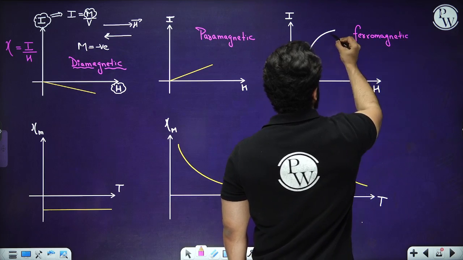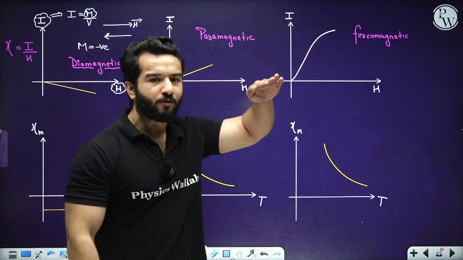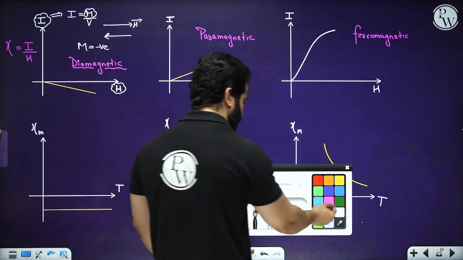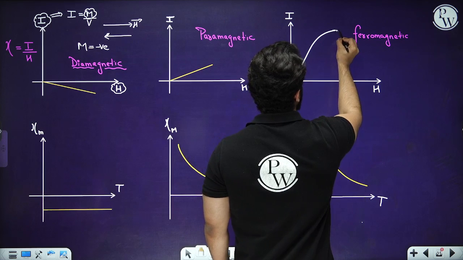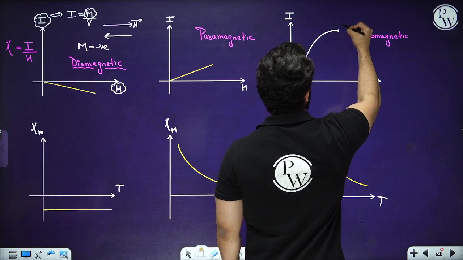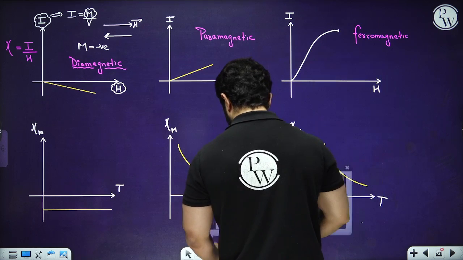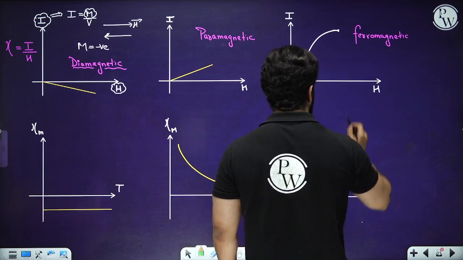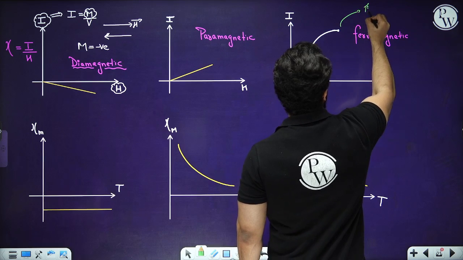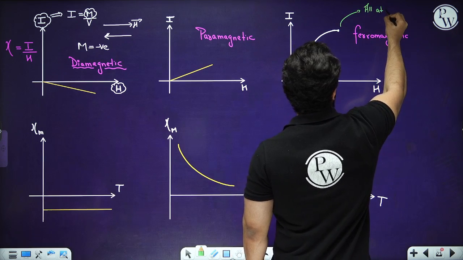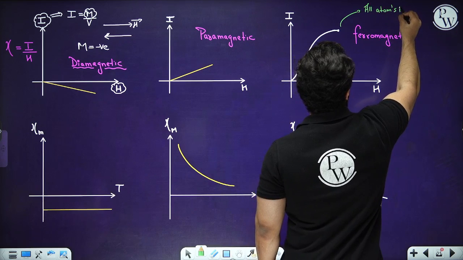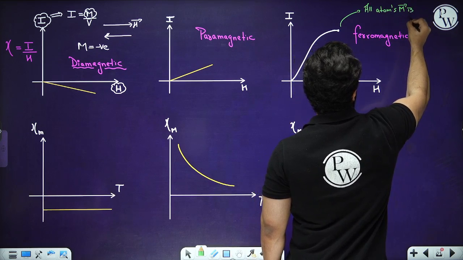And why are we seeing something like this? Because at this particular point we are saying that saturation has been achieved. That means at this particular point almost all atoms' magnetic moments are aligned.